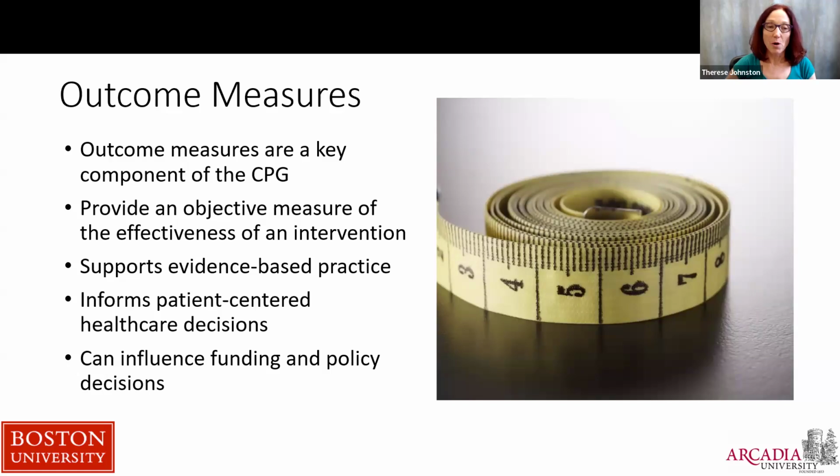So the outcome measures component was a very important piece in our clinical practice guideline. When we initially looked at the evidence, we decided that focusing on specific outcomes was the best way to proceed in developing our clinical practice guideline. And outcome measures are going to be the best at providing us that measure of the effectiveness of the intervention because they're very objective. And they also support evidence-based practice, which is very important. Outcome measures also can help to inform our patient-centered healthcare decisions. And then at a higher level, the outcome measures can influence funding and policy decisions, which are important for overall care of our patients.